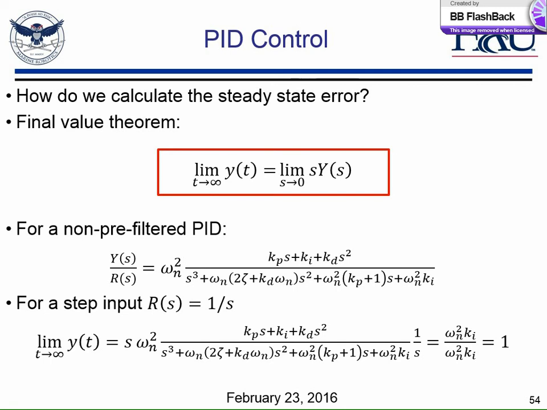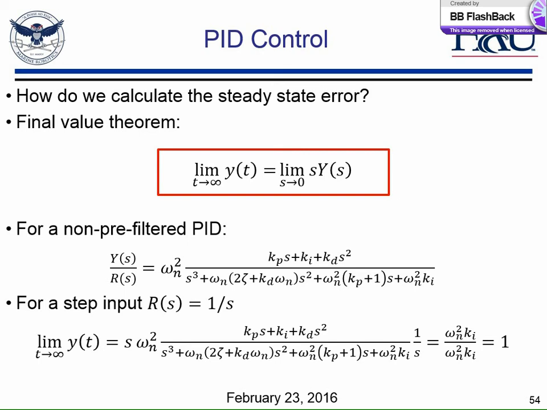So for a non-pre-filtered PID controller, we have y of s over r of s equal to omega n squared times the transfer function. We say that a step input r of s is equal to 1 over s. We take a look here and we see that this s cancels out with this s. We drive all of our s's to 0, so this goes to 0, this goes to 0, this goes to 0, this goes to 0, and this goes to 0. All we're left with is omega n squared times ki over omega n squared times ki, which is equal to 1, which is exactly the response that we want from our system. So for the non-pre-filtered PID, we're okay with that, right? We know in our system we're not okay because we're still getting 1, but we're not getting 1 at the rate that we want to get 1 at.